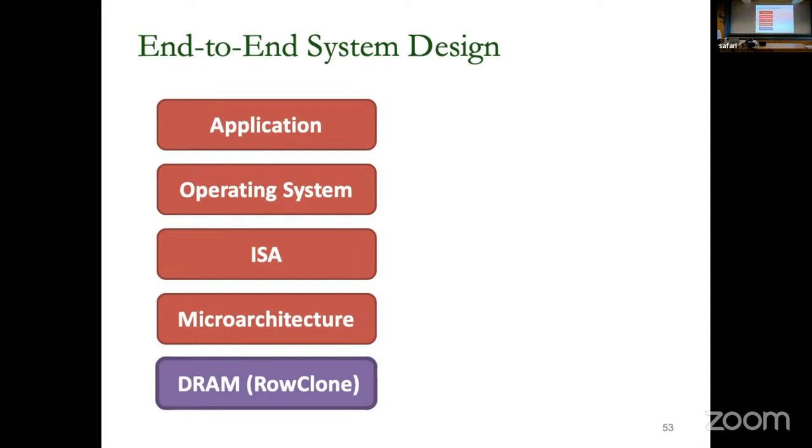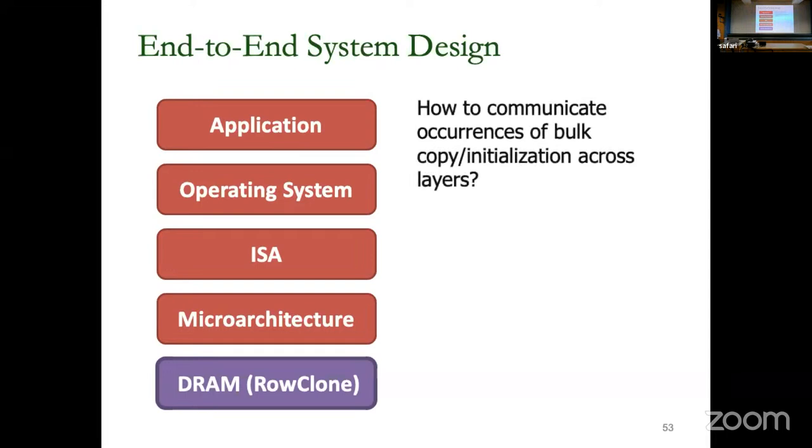And this path does not exist because the system is just seeing DRAM as a slave mechanism. So there's no way for you in your application, in C, to say, connect to my DRAM and now activate this particular row. This is oblivious to the application itself. So now we need to figure out solutions for how to communicate those occurrences of RowClone or initializations across the stack. How do we ensure cache coherence?